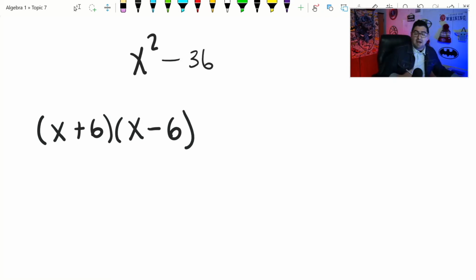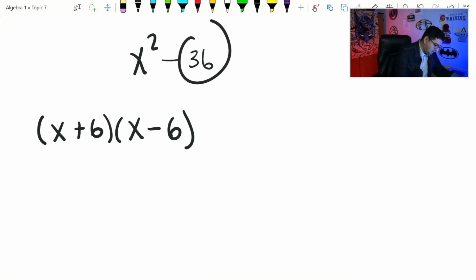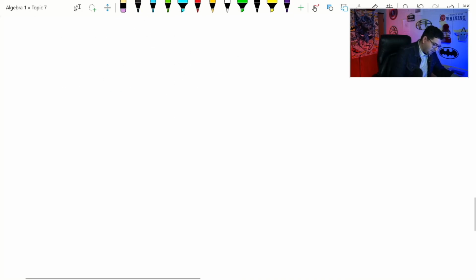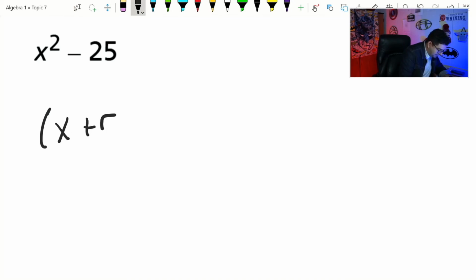So most of the time, how do I spot these? Well, you're looking for two things. You're looking to make sure that this is a perfect square, and you're looking to make sure that the number at the end is a perfect square. So let's take a look at a couple examples. x squared minus 25. x squared, that's x times x. That's a perfect square. 25 can be written as 5 times 5. Also a perfect square. So for this, I would write x plus 5 times x minus 5.